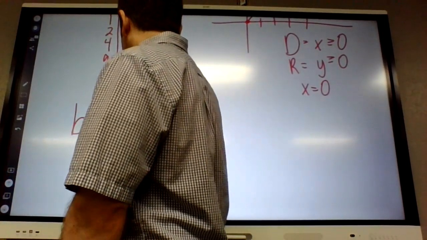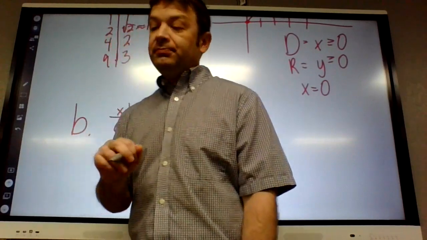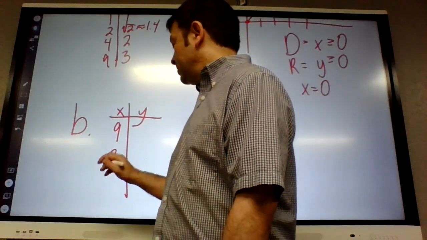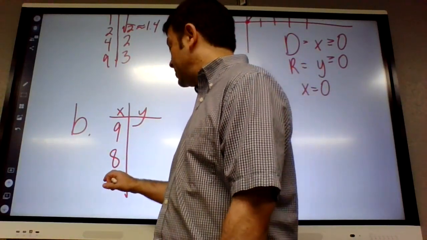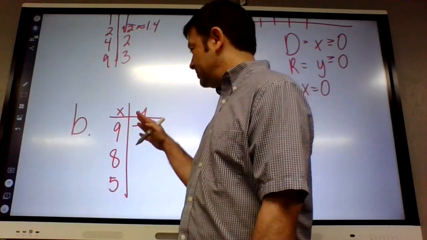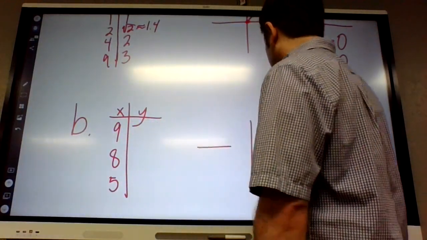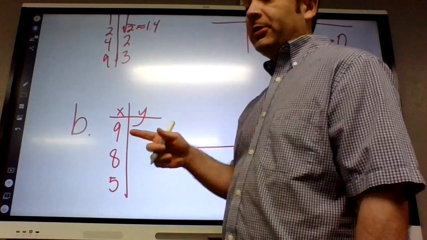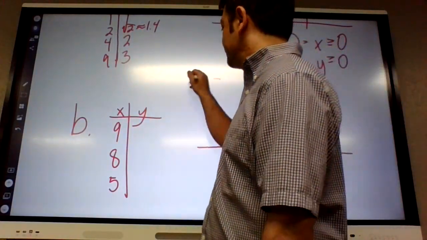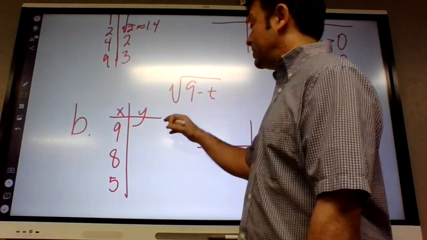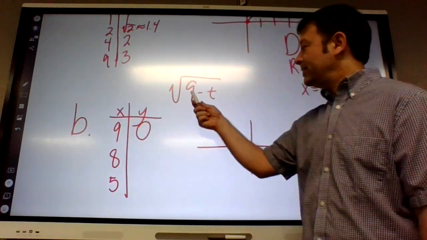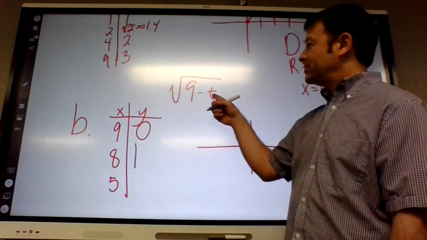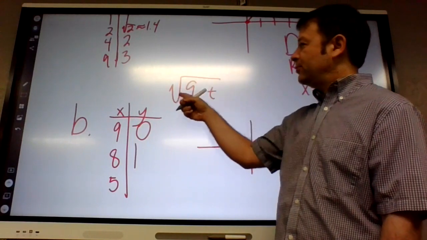Could we plug in 8 for t? 9 minus 8, that would work. Could we plug in like 5 for t? Yes. If you plug in 9, what do we get? 0. Yeah, 9 minus 9 is 0, so that is 0, 0. If we plug in 8, 9 minus 8 is 1, square root of 1. Plug in 5, 9 minus 5 is 4, square root of 4 is 2.